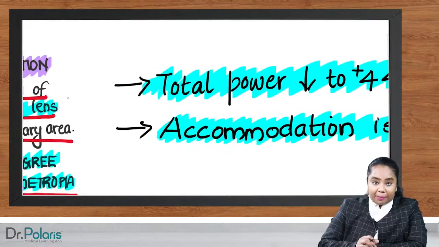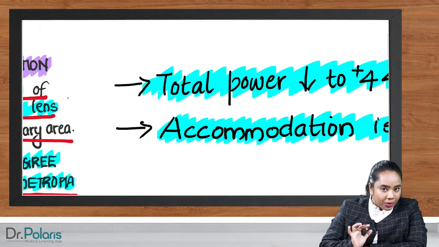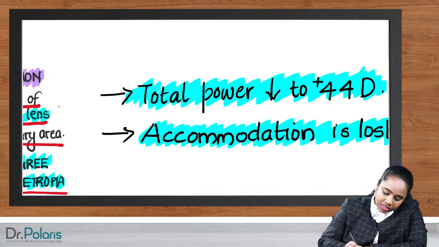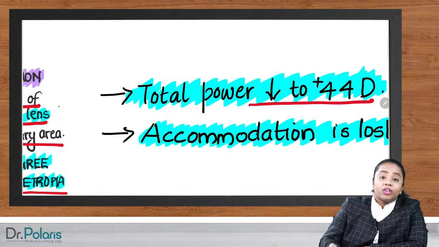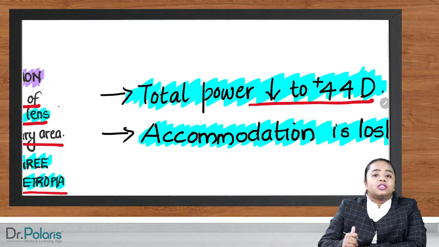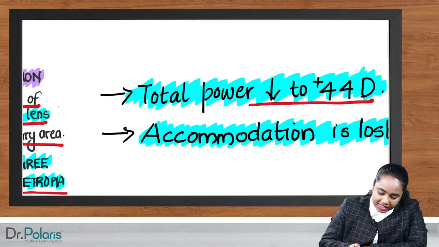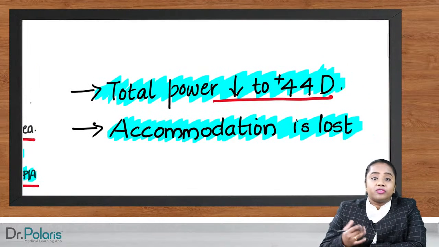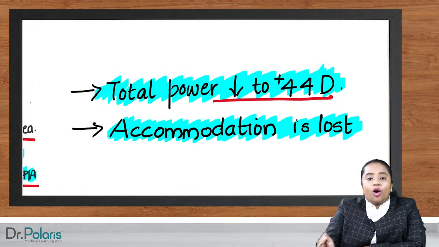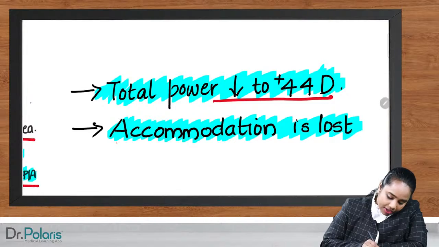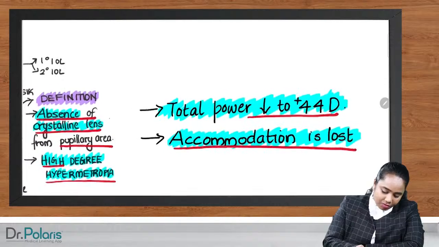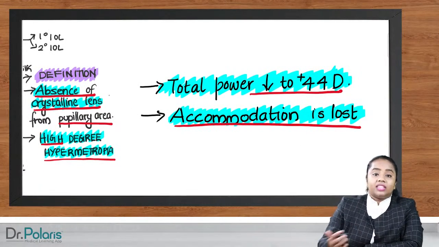Now, what else can happen? Of course, the power is going to be decreased. Normally our eyes are 60 diopters, but now the power is going to decrease to 44 diopters. So that significant decrease of power is also associated with an aphakic eye. The next thing is that the ability to accommodate is completely lost for these eyes. So accommodation is completely lost. These are the four important points that you have to remember or write in case of a definition.